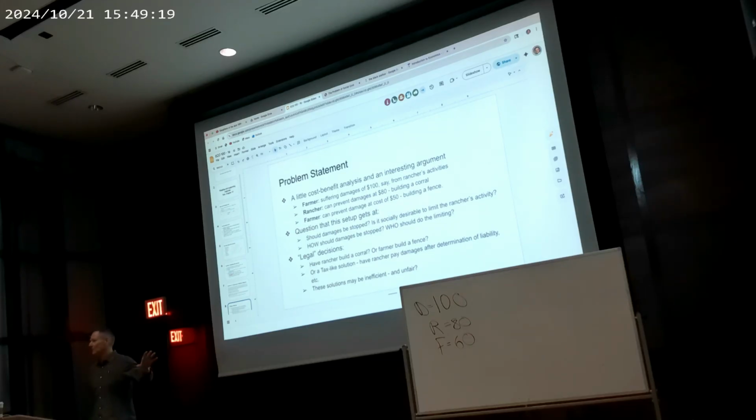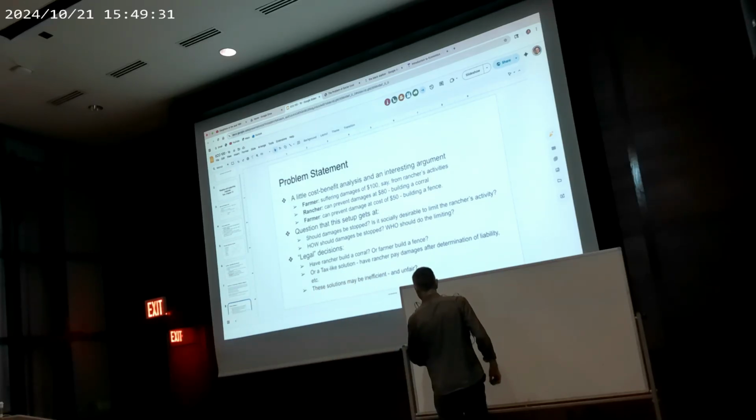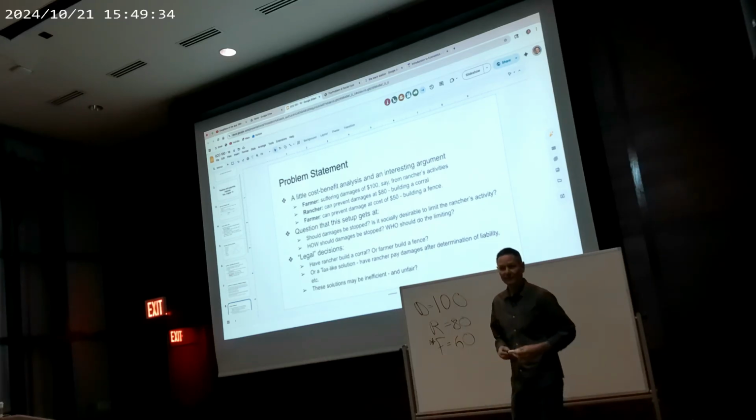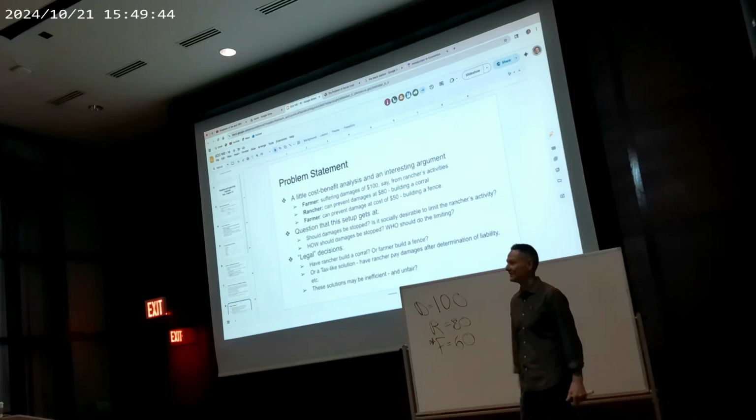Well, the second thing we want to answer is how we should stop the damages. And of course, as economists, we would say the cheapest possible way to do this is for the farmer to stop the damages. So we just say that as a matter of economics, we want to stop those damages and the farmer should build the fence around his property. That's the best case scenario.